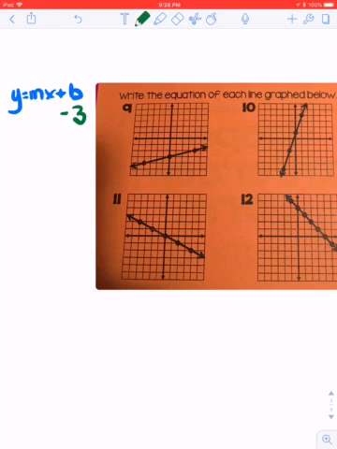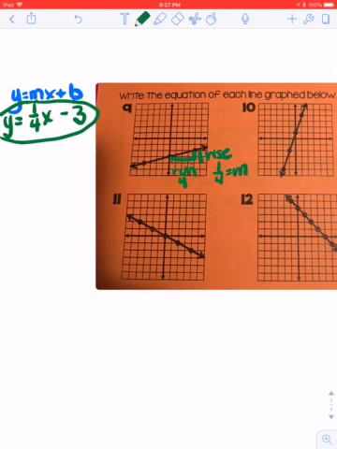Okay, now I'm going to have to make that triangle and do rise over run. So if I look at this side, 1, 2, 3, 4. So my run is 4. And it's 1 for my rise. So if I do rise over run, it's going to be 1 over 4. Now that's going to be your M. So 1 over 4, and then the X goes with it, and I put the Y equals in front of it.